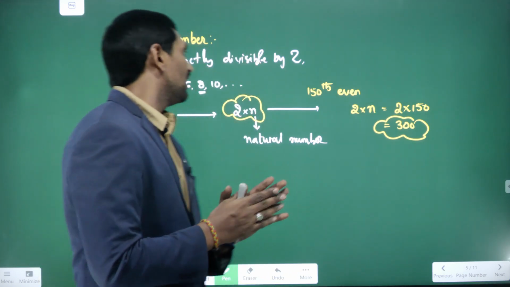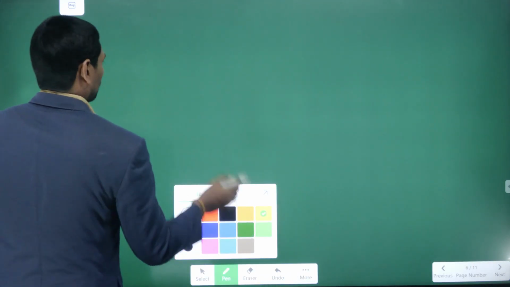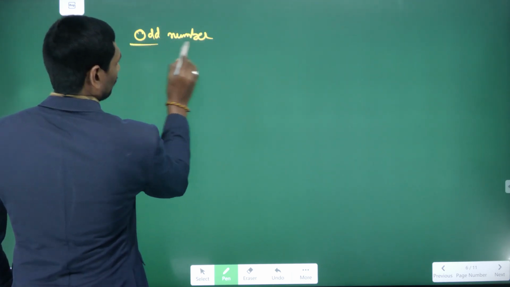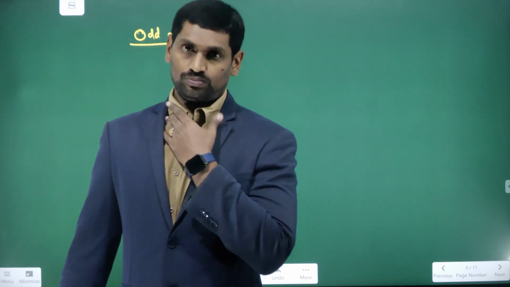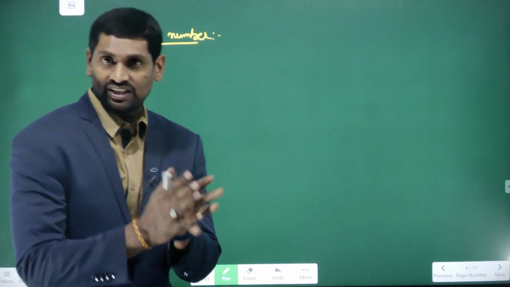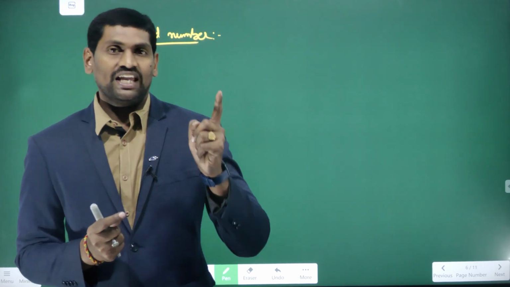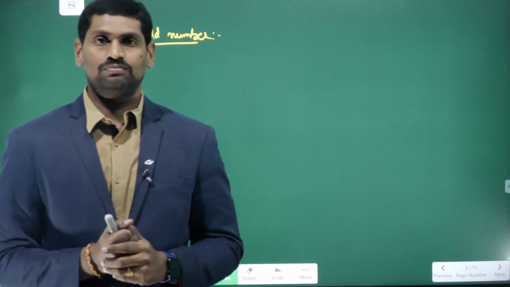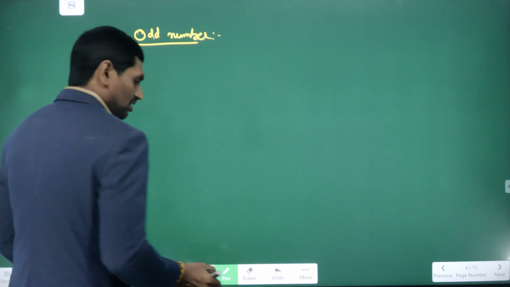Clear? Yes. Now let us discuss odd numbers. What is the definition of an even number? A number exactly divisible by 2 without leaving any remainder. If a number is divisible by 2, such numbers are taken as even numbers. Odd numbers are those which are not exactly divisible by 2.